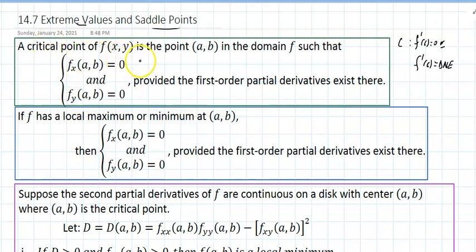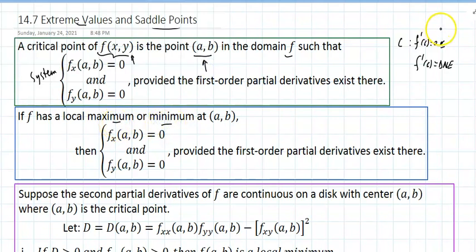A critical point of f of x, y is the point (a, b) in the domain of f such that f sub x equals 0 and f sub y equals 0. So if I take the partial with respect to x, set it equal to 0, and the partial with respect to y, set it equal to 0, this is a system of equations. Both of them have to be 0, provided the first derivative exists. Then that would be a critical point. And remember, a critical point could be a maximum, or could be a minimum, or it could be neither.